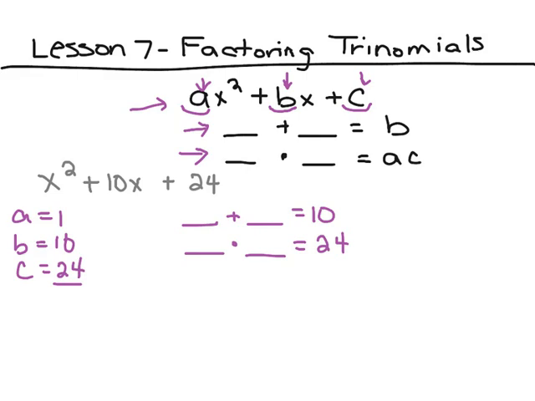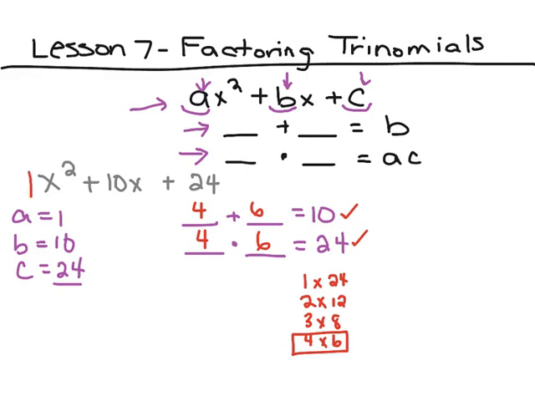A quick way to figure this out is to go through your factors of 24. So 1 times 24, 2 times 12, 3 times 8, 4 times 6, and that's it. We want two numbers that, when you add them together, you'll get 10. So 4 and 6 make 10. 4 plus 6 equals 10, and 4 times 6 equals 24. If you get this to work and this to work, you found your two numbers.